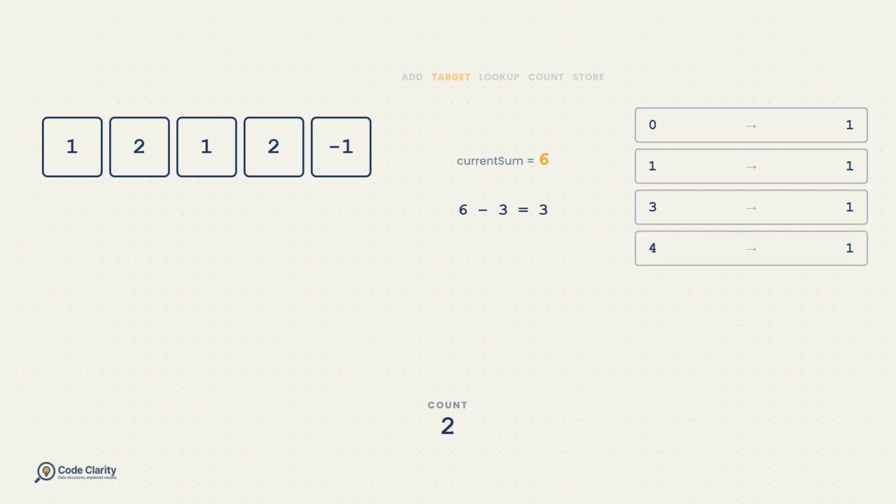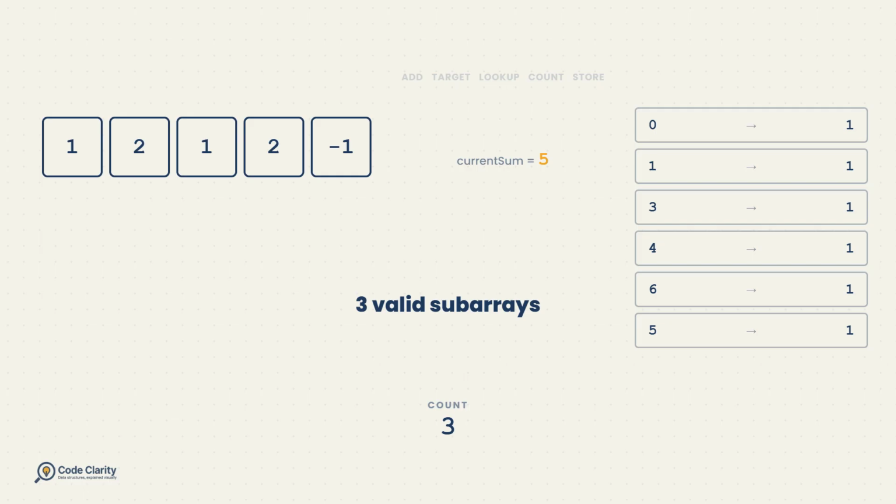Next, add 2. Our running sum becomes 6. 6 minus 3 is 3. We've seen 3 once. That's our third valid subarray. Count becomes 3. Store 6. Finally, add negative 1. Our running sum becomes 5. 5 minus 3 is 2. 2 isn't in the map, so the count stays 3. And we're done. 3 valid subarrays. Notice the pattern. Add. Look for sum minus K, count the matches, then store the current sum.